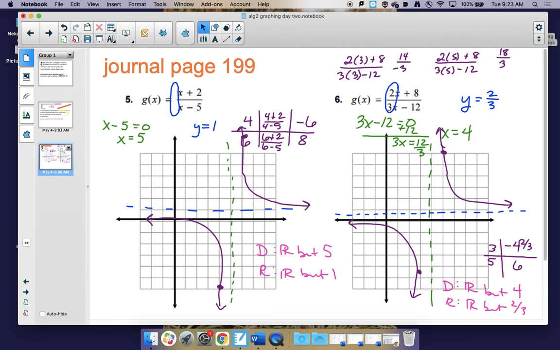Questions on type 2? This is a chapter where most people actually like the graphing.